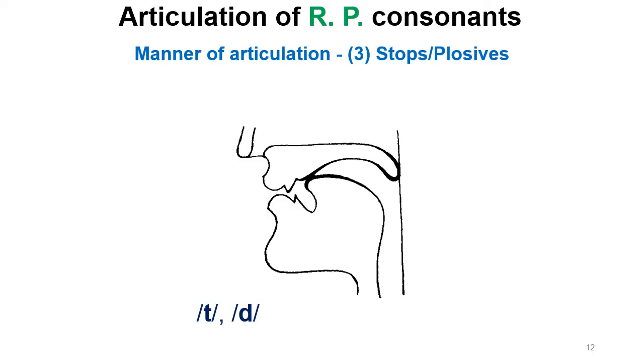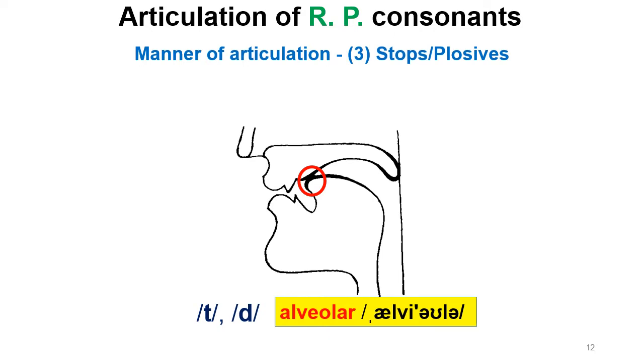When we say t or d, we press the tongue blade against the alveolar ridge, block the air completely there, and then suddenly release it. So t and d are alveolar stops or alveolar plosives.